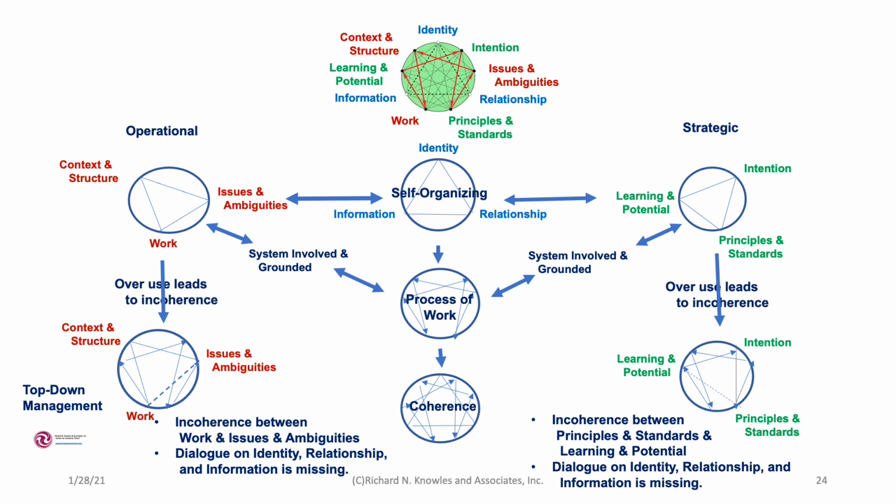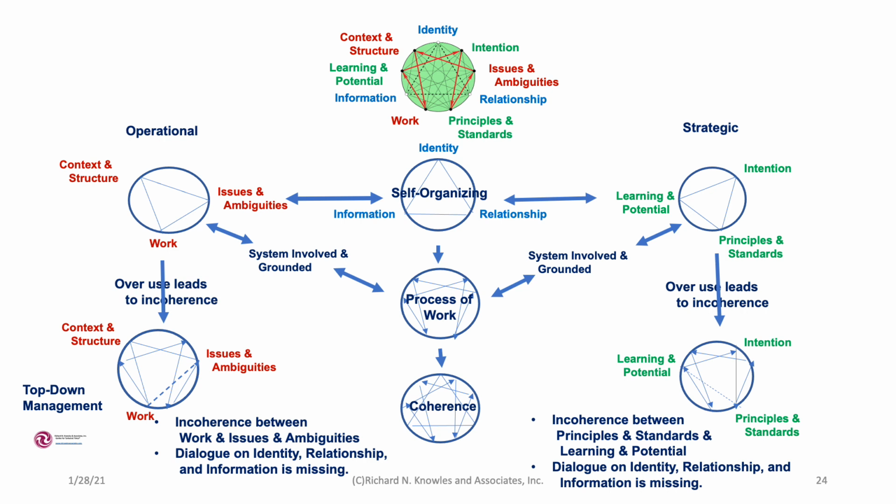Just below that, in the center, is the process for how work actually gets done. That's the 1-4-2-8-5-7 pattern. And as you merge the self-organizing and the process of work patterns, you get coherence at the bottom. All the lines are touching different points. They're not interfering with one another. Things are clean.